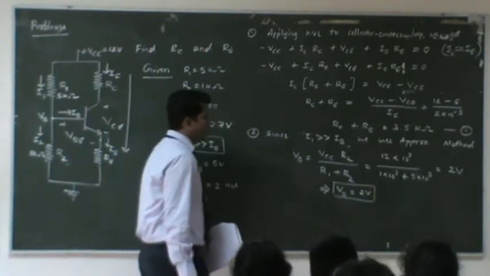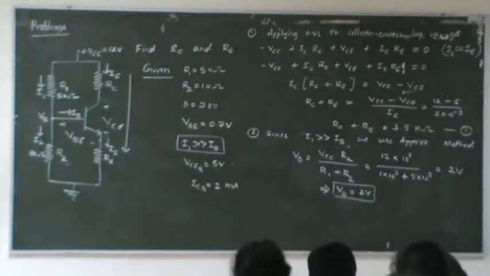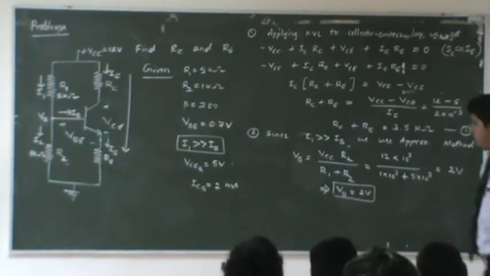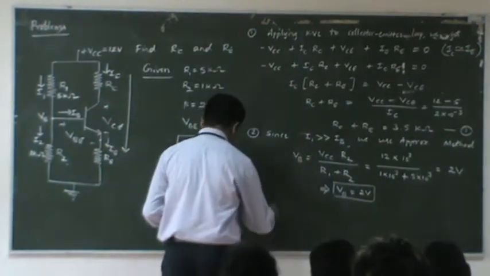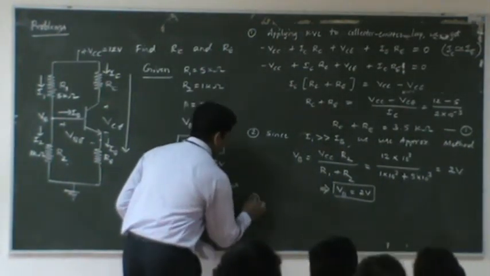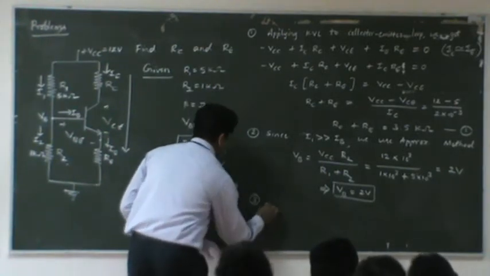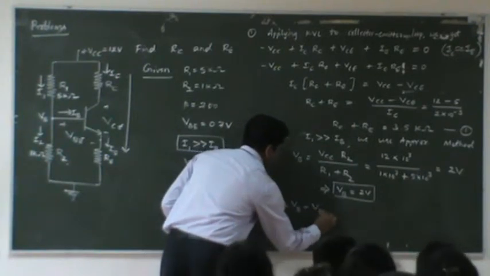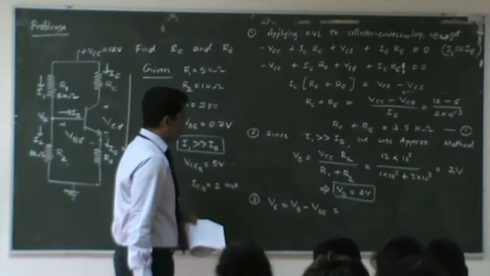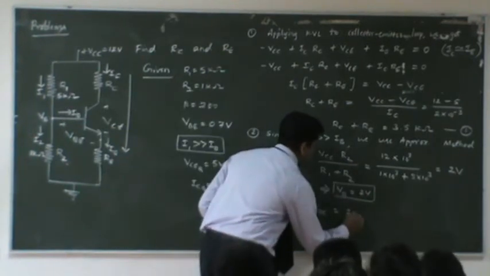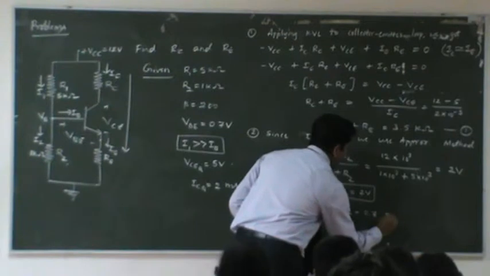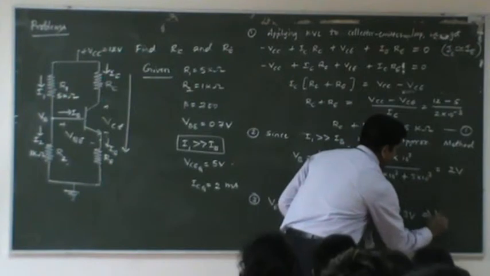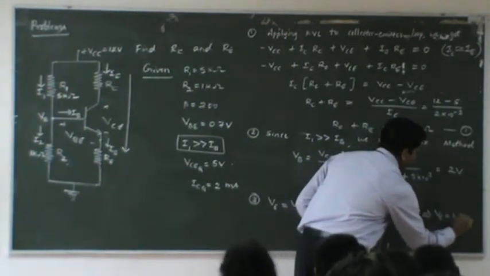From this we will estimate VE, the drop across RE. What is the expression for VE? VE is equal to VB minus VBE. Using this, we find out VE. VB was already estimated as 2 volts, minus 0.7. This makes 1.3 volts. So this implies that VE is 1.3 volts.